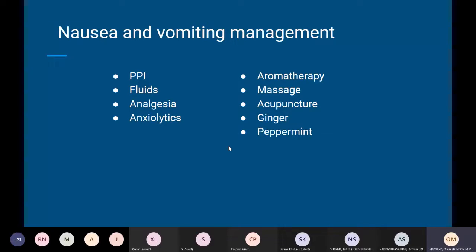And then there are some more traditional treatments such as ginger and peppermint, which help settle the stomach, and other things like aromatherapy, massage, especially temporal massage, and acupuncture, all of which have shown benefit in nausea and vomiting. So remember, there are lots of therapies outside just the standard medication.